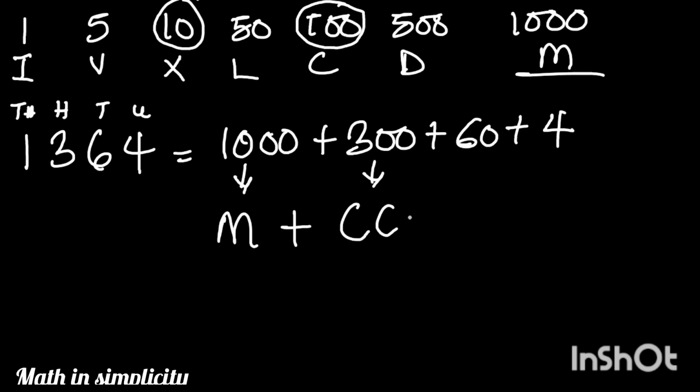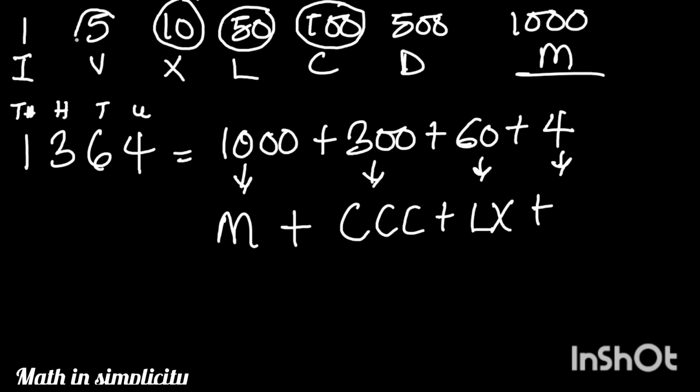1000 is M, so that's M plus 300 is after 100, so that means we just add 100 3 times, right? So it becomes C, C, and then C plus 60 is after 50 now. So what are we going to add to 50 to give us 60? We write 50 already, which is L. So what are we going to add to 50? That's just 10. So LX.